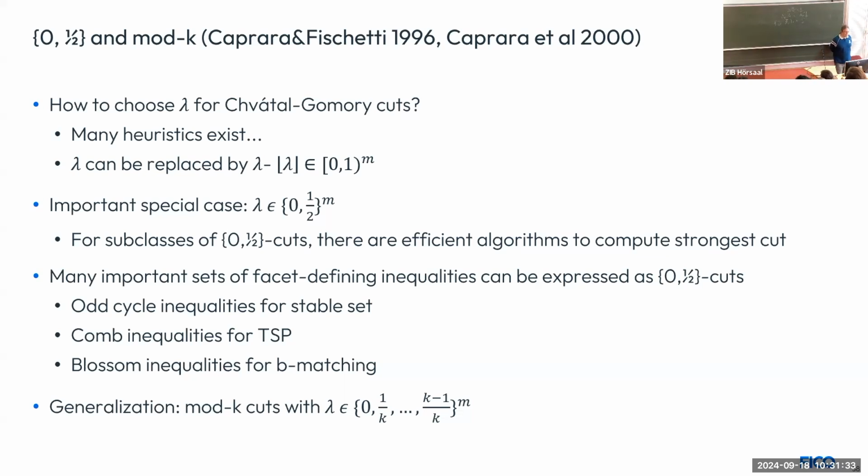An important special case is using only zeros or 1/2 as lambda. And you can show for many combinatorial problems that the problem-specific cuts that you could generate for them, you could also derive as a 0, 1/2 cut from the general MIP formulation of the problem, like odd-cycle inequalities and whatever is listed here. So a common heuristic, just use some 0, 1/2 values. Obvious generalization is mod-k cuts, not as efficient as 0, 1/2 cuts.